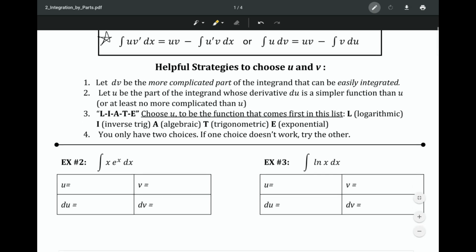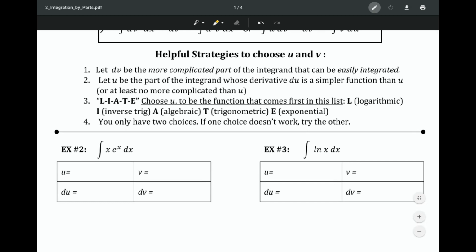For example, essentially what we're going to try to pick is from those two different types of functions. One of them is going to be u and one of them is going to be dv, or v prime for that matter. Now, it says let u be the part of the integrand whose derivative du is simply the function u. I found this acronym that is used here, and I don't really know what to call it other than LIATE.